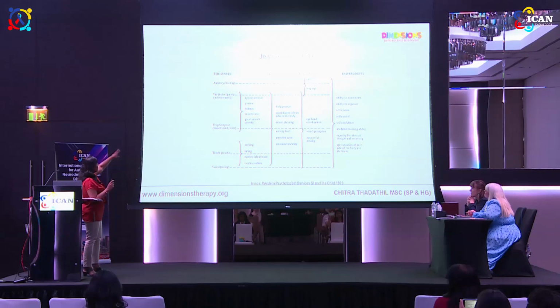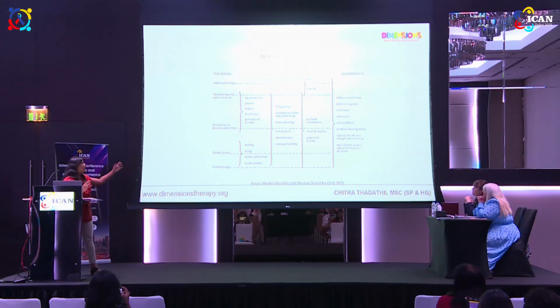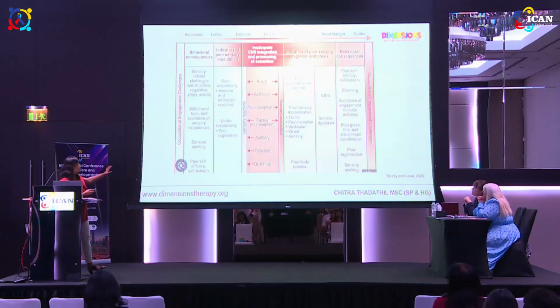On the left-hand side, you see the senses: auditory, vestibular, proprioception, tactile, visual, and how the senses integrate and modulate input, and then we have the end product. The end product is ability to concentrate, ability to organize, self-esteem, self-control, self-confidence, and the list goes on. For that end product, we have the input as your sensory systems. This is quite complex, but this is the foundation to sensory integration.